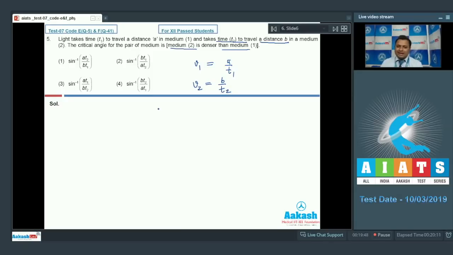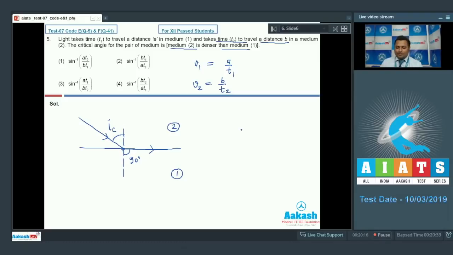Now, it is already given in the question that medium 2 is denser than the medium 1. Then we can write, this is the interface. This is medium 2, which is denser. This is medium 1, which is comparatively rarer. Now, if it is talking about the critical angle, then the angle of refraction must be 90 degree. And the critical angle must be IC.